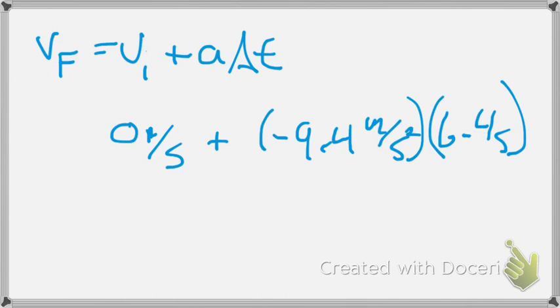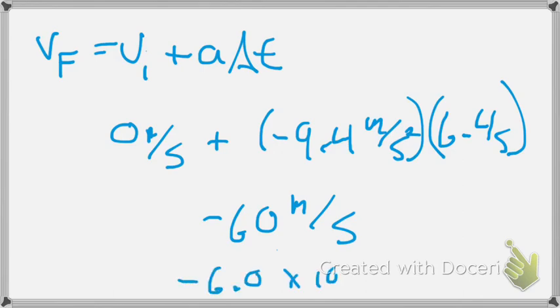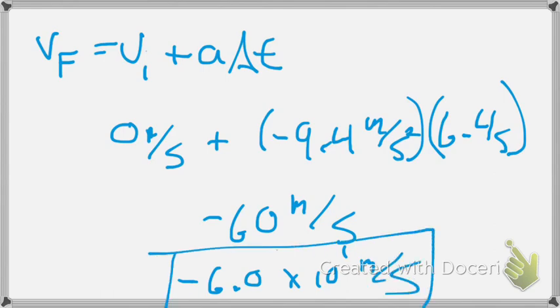I get negative 60-ish meters per second. And we want it in 2 significant figures, so we can either put a decimal point at the end here, or we can put it in scientific notation and make it negative 6.0 times 10 to the 1 meters per second. And there's our velocity final. So it started moving at 0 meters per second and ended at 60 meters per second in the downward direction.